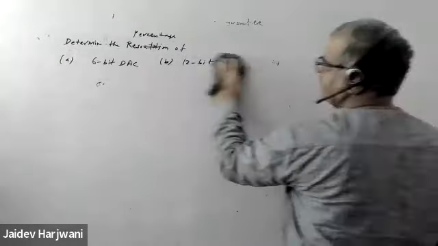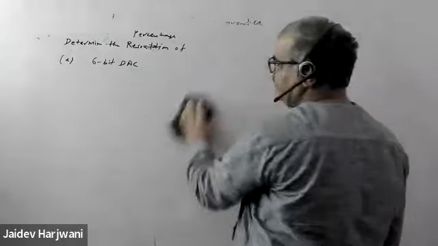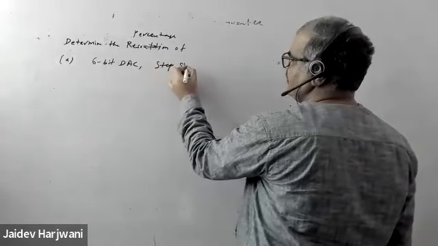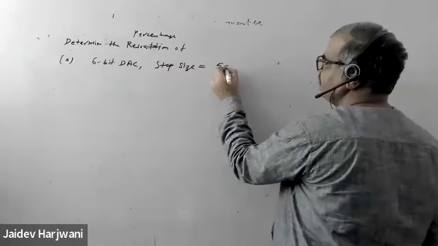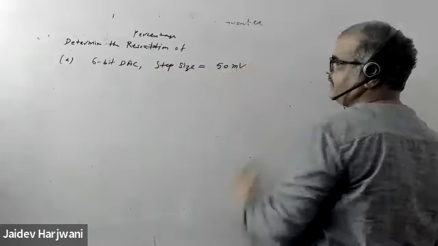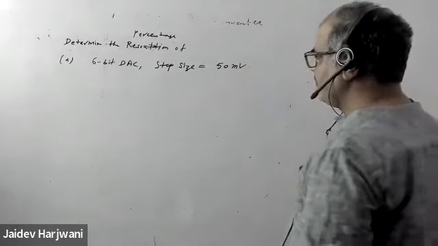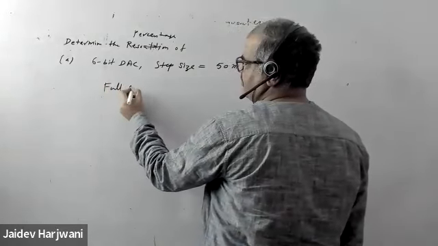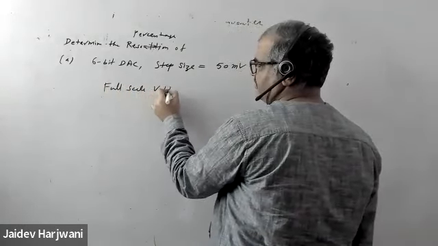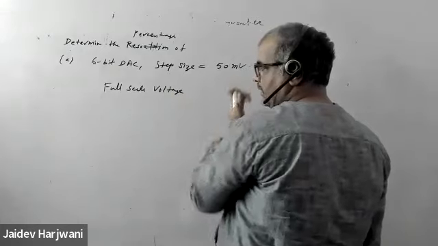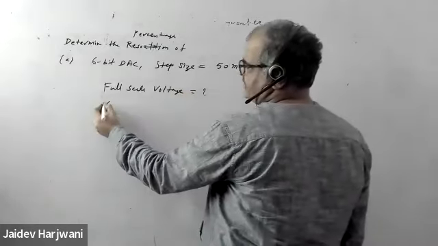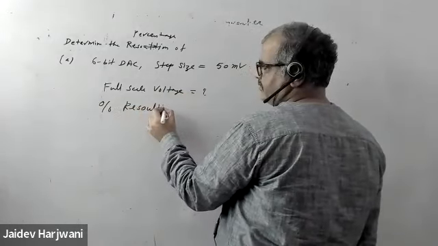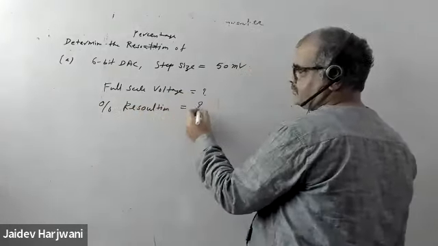Now say I have a 6-bit D2A counter and the step size is given to me as 50 millivolt. So what is the full scale voltage? What is the full scale voltage? Okay, and the percentage resolution. Tell me.